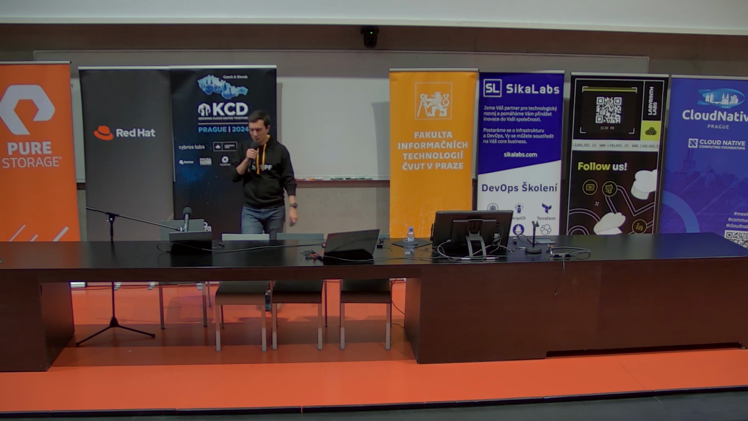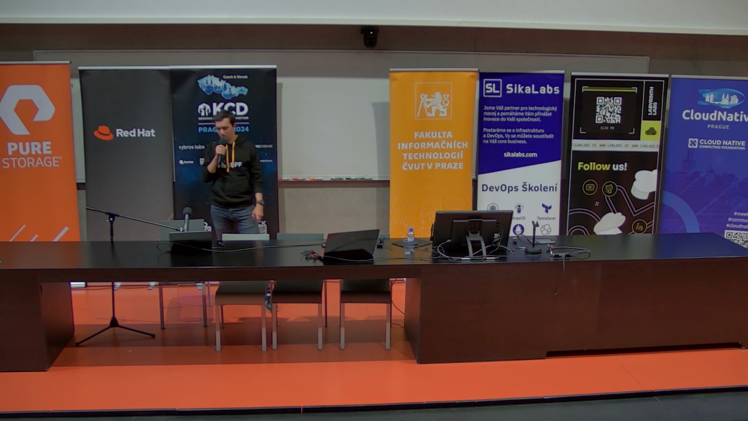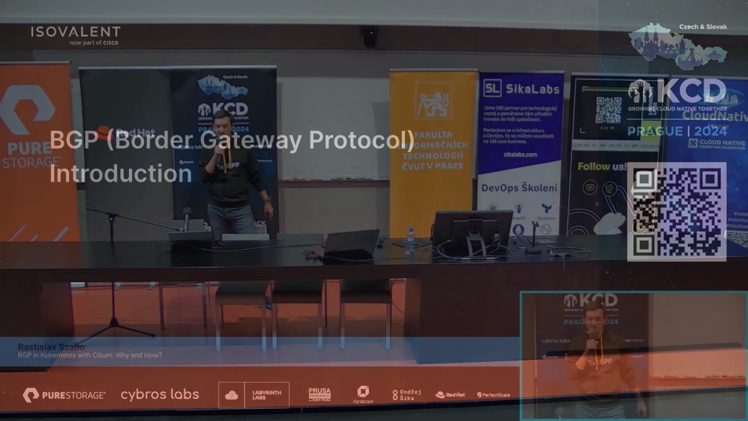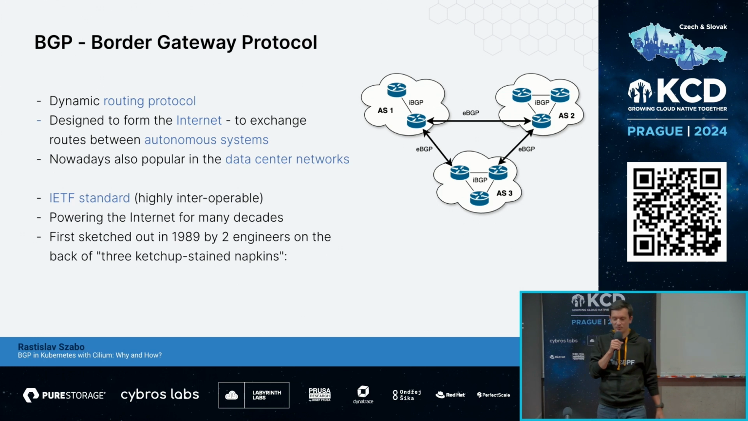So before going to the Kubernetes world, let me just give you a brief introduction into what BGP actually is. BGP is Border Gateway Protocol. It's a dynamic routing protocol which was designed to form the internet, to exchange the routes between what we call autonomous systems. And it turned out that nowadays it is also very popular in data center networks. It is an IETF standard, so it's highly interoperable. And it has been powering the internet for many decades.